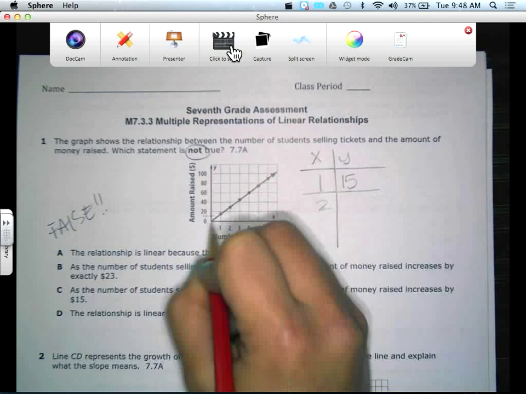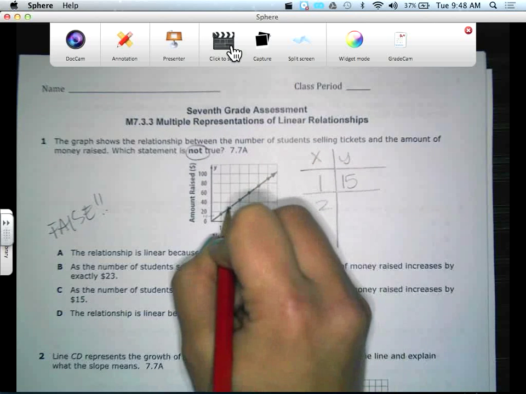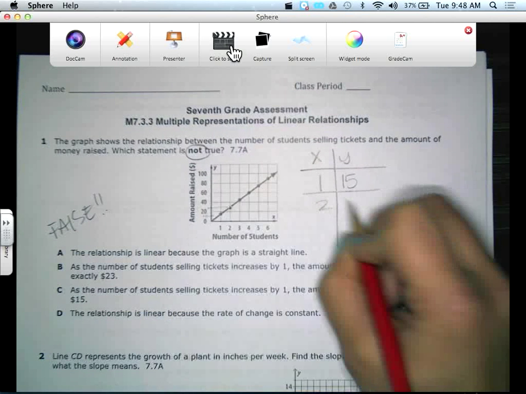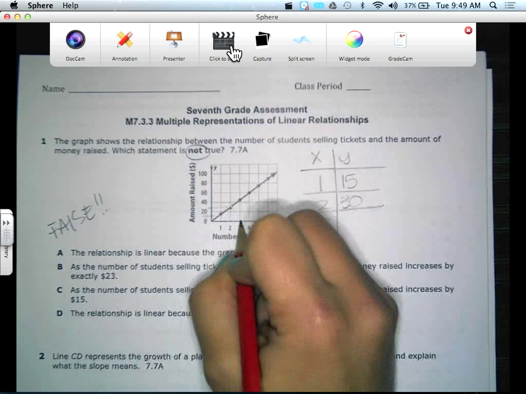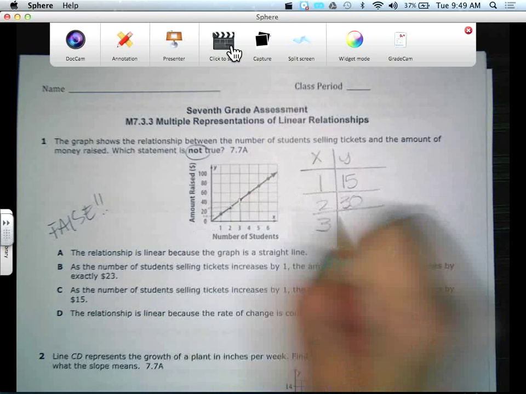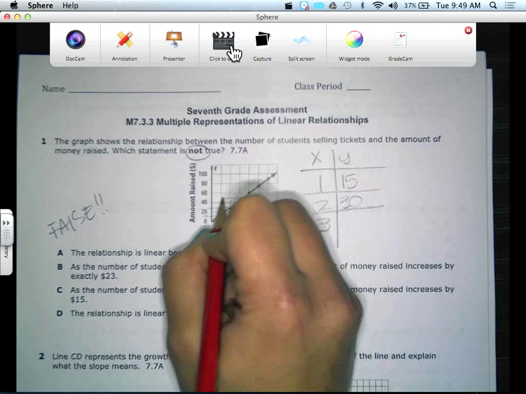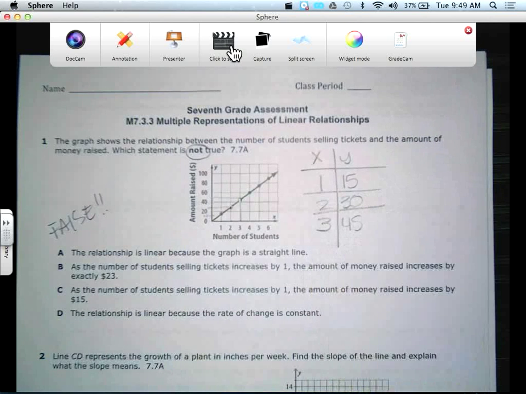Then I'm going to look at 2 students, and this is in the middle of 20 and 40, so that's 30. And when I go to 3 students, this is just a little bit above 40, so the middle would be 50, so between 40 and 50 is 45.